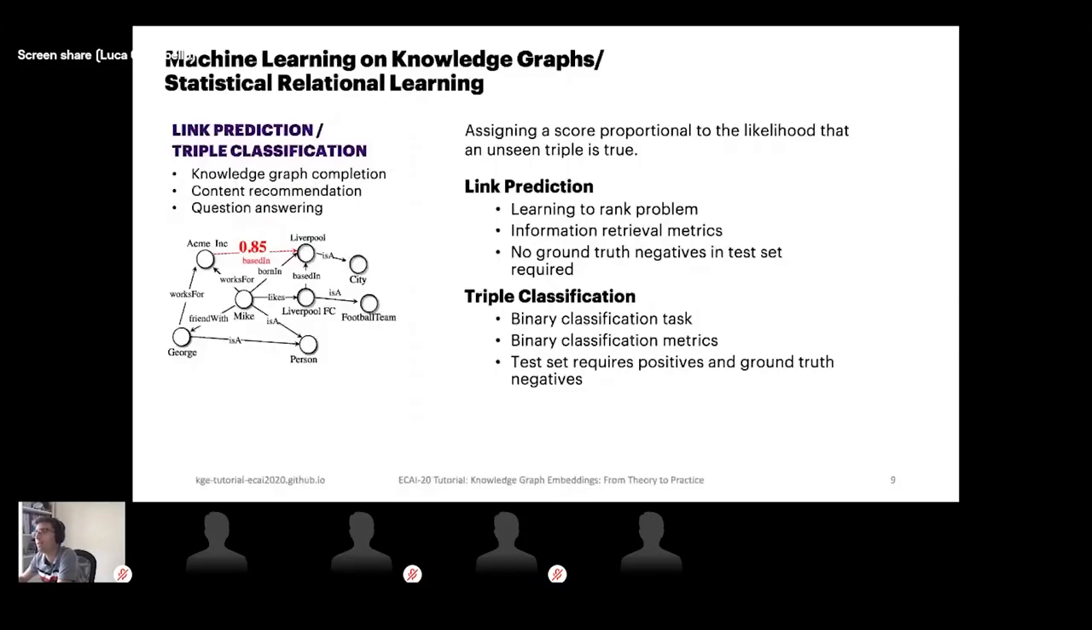And as I said, link prediction and triple classification are the two most popular tasks that can be carried out, right? And in fairness, we'll focus mostly on link prediction in this tutorial, which is again the task of assigning a score to a triple, to a fact, such that the higher the score, the higher the chances that fact is true, right? Now, this, as you'll see later on, is cast as a learning to rank problem, but there is a similar task, called triple classification, that is used to decide, in a binary classification setting, whether a missing link is true or false, right?